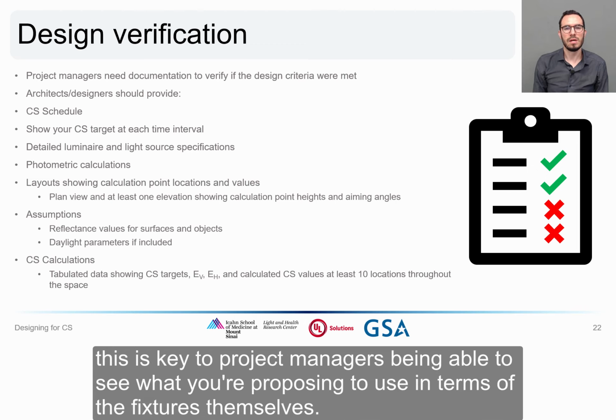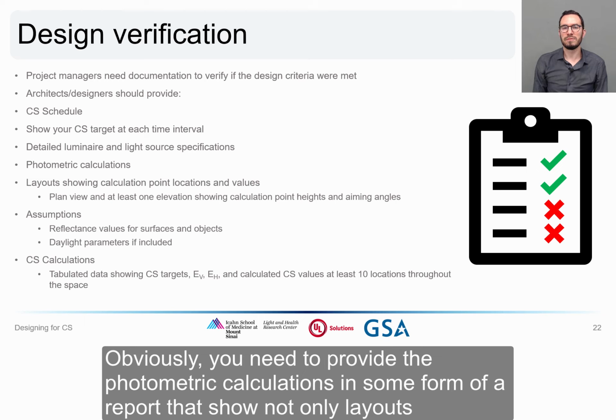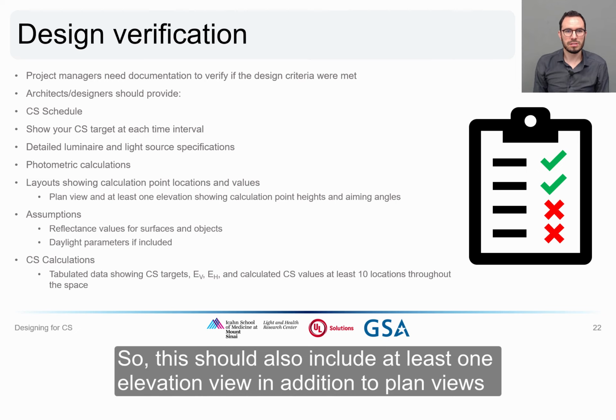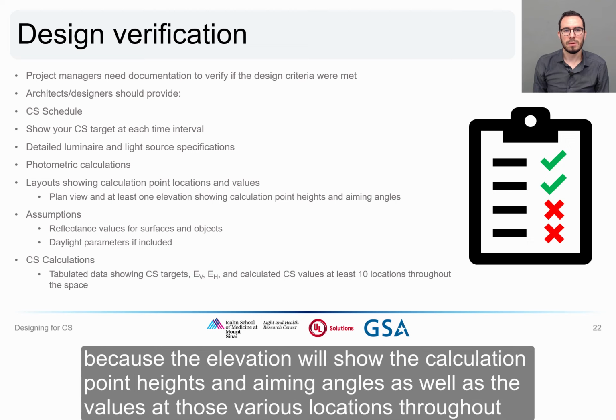This is key to project managers being able to see what you're proposing to use in terms of the fixtures themselves. Obviously, you need to provide the photometric calculations in some form of a report that shows not only layouts, but also tabulated data showing the values that you got in your calculations. This should also include at least one elevation view in addition to plan views, because the elevation will show the calculation point heights and aiming angles as well as the values at those various locations throughout your space.